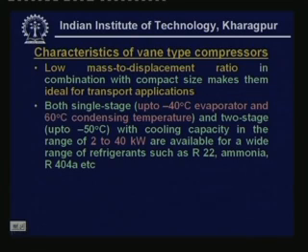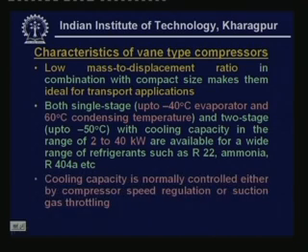Single stage compressor means you can achieve an evaporating temperature up to -40°C when the condensing temperature is at 60°C, and two stage compressors are available up to about -50°C evaporating temperature. Normally the cooling capacities at present fall in the range of 2 to 40 kilowatt, and these compressors are available for a wide range of refrigerants such as R22, ammonia, R404A, etc. Cooling capacity is normally controlled either by compressor speed regulation or suction gas throttling. I have explained what is the meaning of compressor speed regulation and suction gas throttling in the last lecture.